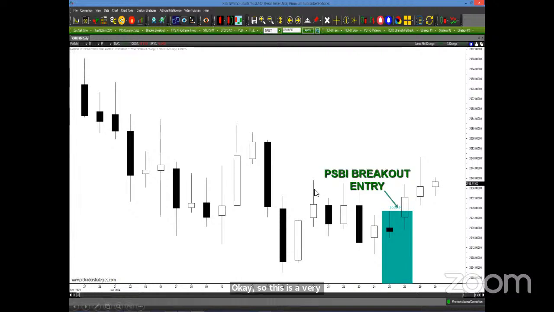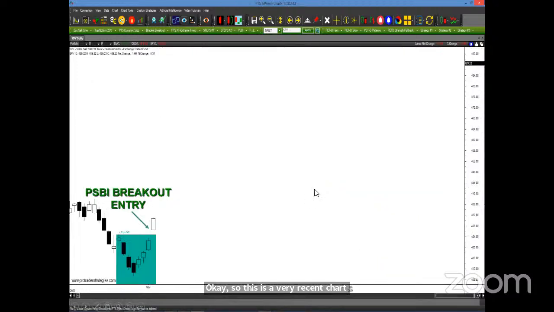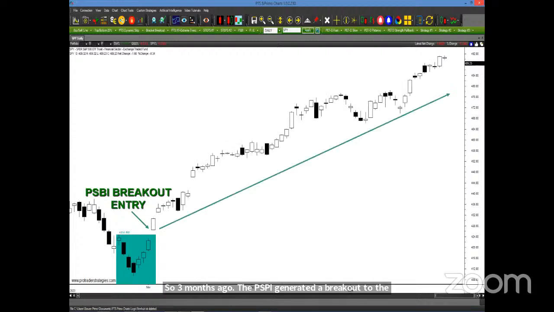Now, here's the only chart of today's presentation that wasn't included in the month of January, okay? This is a chart of the Spiders, the ETF that represents the S&P 500. Now, I just want to show you this going forward as to what may be happening right now. This was the last breakout entry that was generated, and this happened to be in the first week of November, 3 months ago. So 3 months ago, the PSBI generated a breakout to the upside, and we've all seen how high the market has gone.